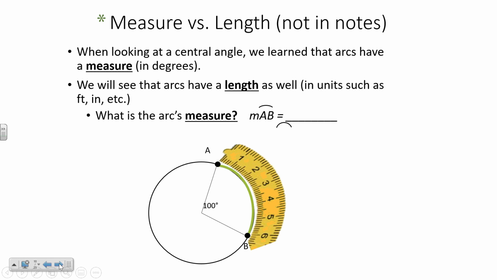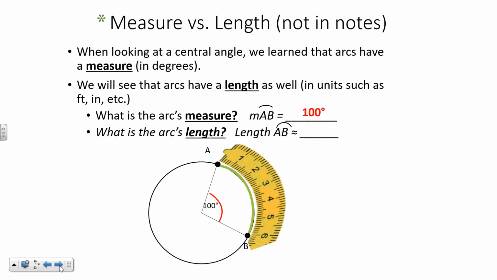So what's the arc measure of arc AB? Well, again, with arc AB, the measure is 100 degrees. What is the length of AB? Well, again, you kind of have to wrap your ruler around this one. This looks like it's about 6 centimeters.